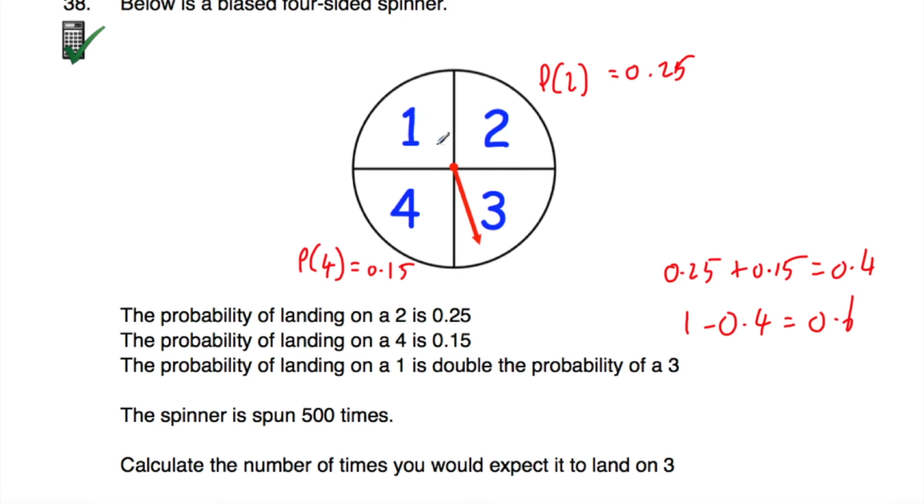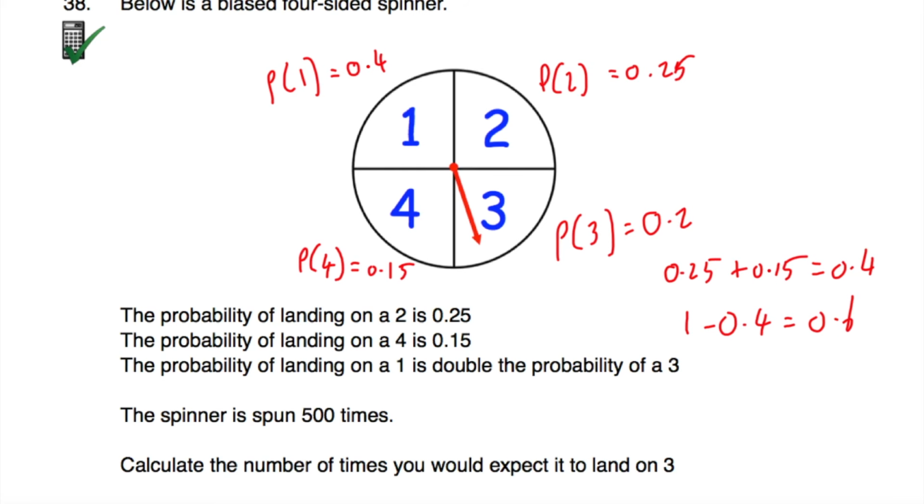Now we're told the probability that it lands on a 1, so the probability for 1 is double the probability that it lands on a 3. Now these two numbers will have to add together to be 0.6. Now again, I can spot that straight away. This is going to have to be 0.4 and this is going to be 0.2, because the probability for 1 is double the probability of a 3, but also the fact that these two numbers add together to be 0.6.